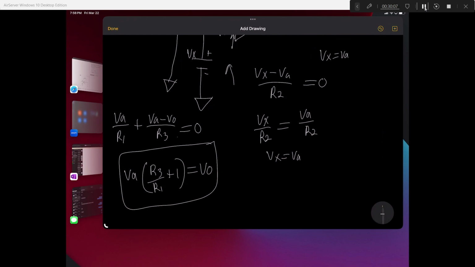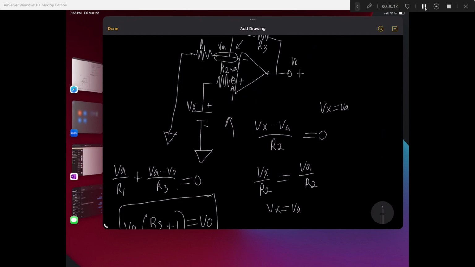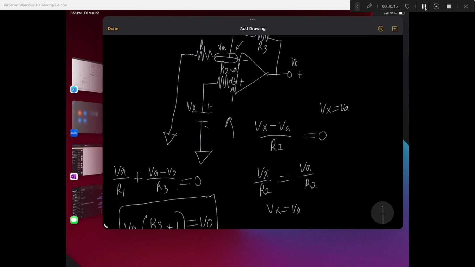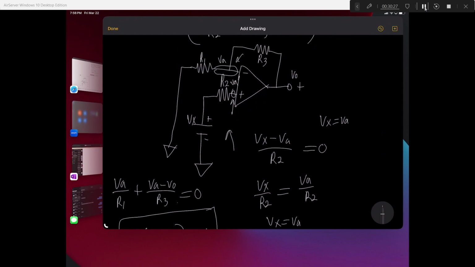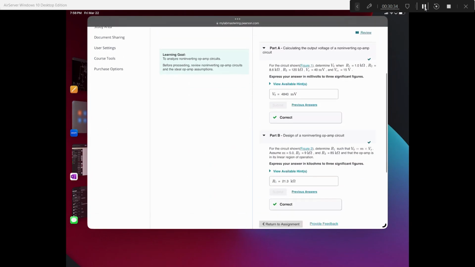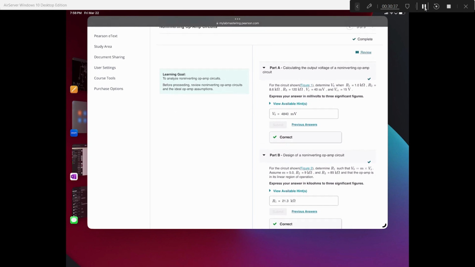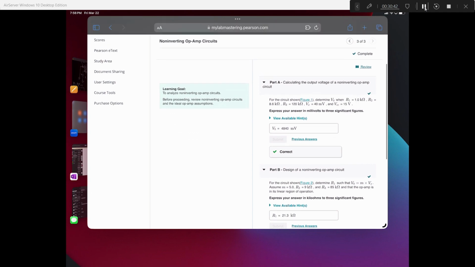I know I talked a lot about this, but it's important to know why it's like that. You can just do Vx minus Va or Va minus Vx and solve for Va. Doesn't matter which way you do it. You'll end up with Va equaling Vx. Okay, so let's solve for part A. Determine Vout when blank blank blank blank. Just plug those in, and you'll get your answer.